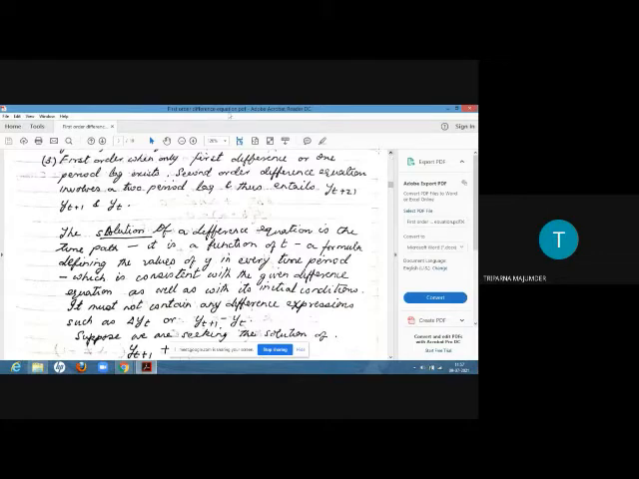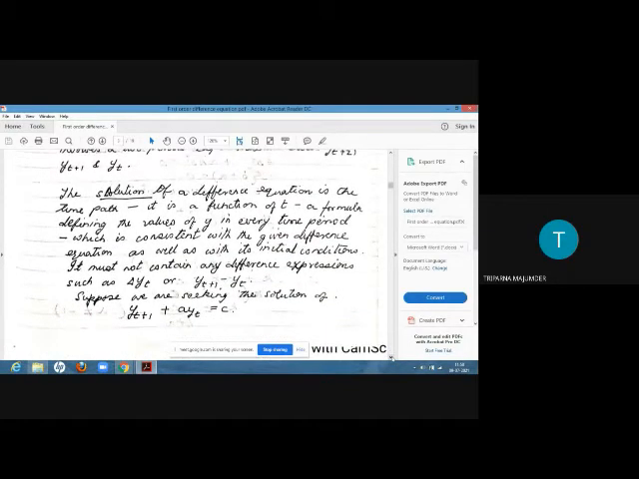Now, the solution of a difference equation is the time path. This time path is a function of t, that is, a formula defining the values of y in every time period, which is consistent with the given difference equation as well as with its initial conditions. It must not contain any difference expressions such as delta y_t or y_t minus y_{t-1}.